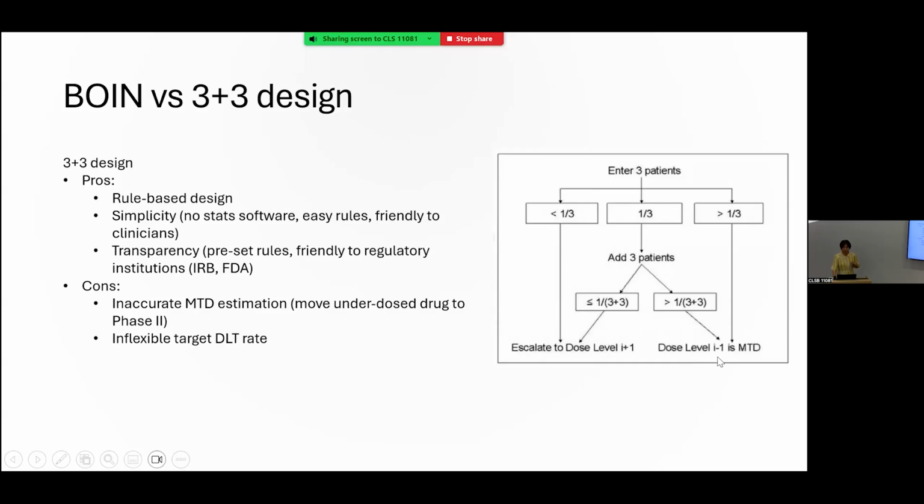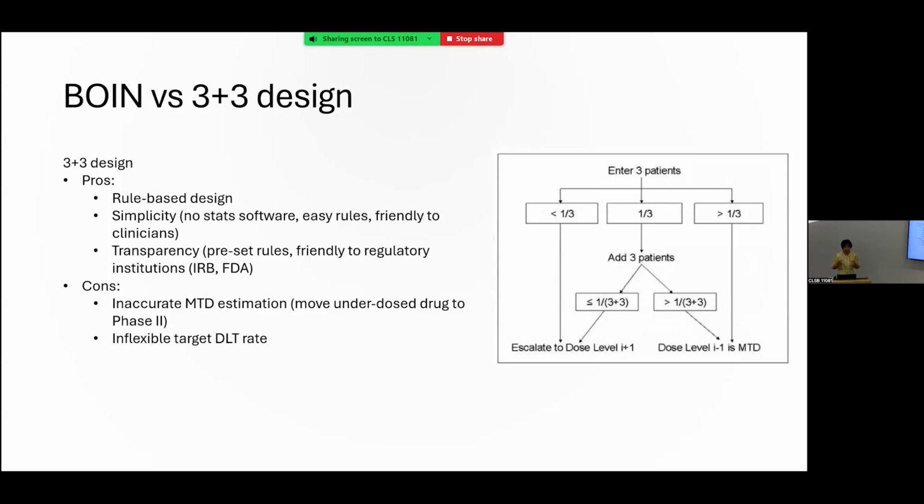That's it. So we can see from this flow chart, it's very easy, very simple. So that's why the clinicians really love it, because it's simple. You do not need any stat software. You can just follow it. So very friendly to clinicians. And also it's transparent because all the rules are in this flow chart, nothing else. So for the regulatory institutions like IRB and FDA, when they see a 3+3 design, they are so familiar with it, so they can do a quick approval.